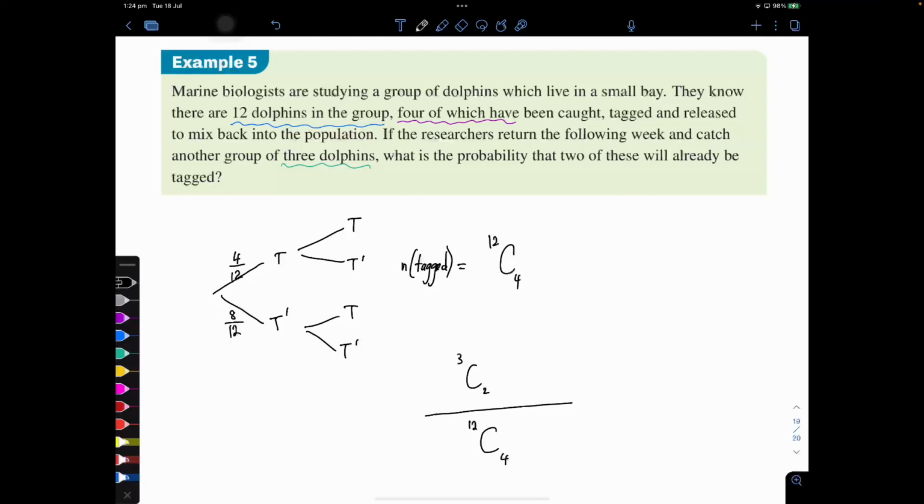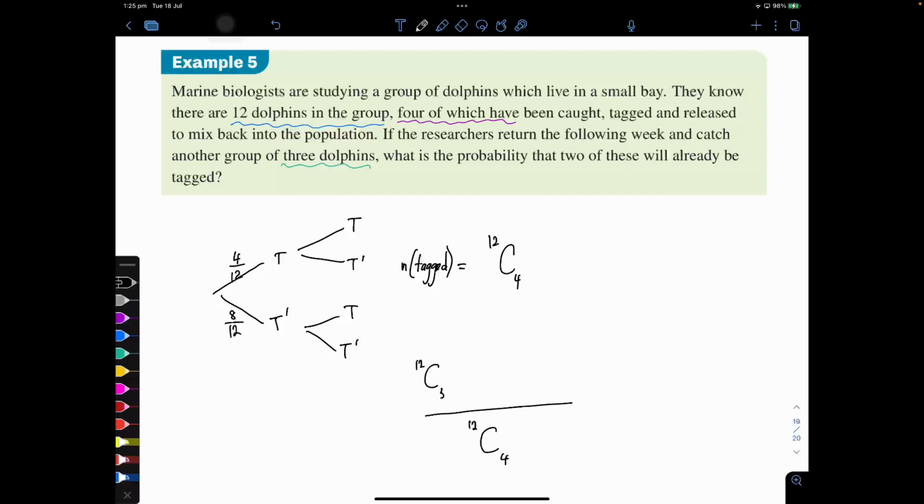Why 12 choose 4? Because there's 12 dolphins in the group and they caught 4 of them. Is it 3 choose 2 divided by 12 choose 4? No, here it says 12 choose 3, instead of 12 choose 4. The sample size is 3, out of the population of 12. So out of the 12, you still choose the 3. On the bottom, 12 choose 3.